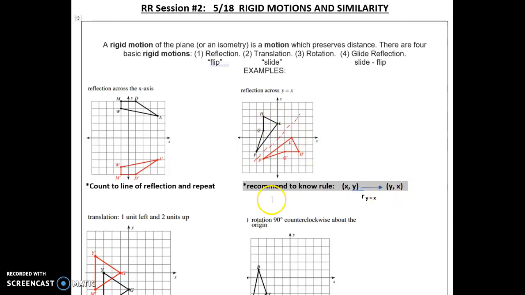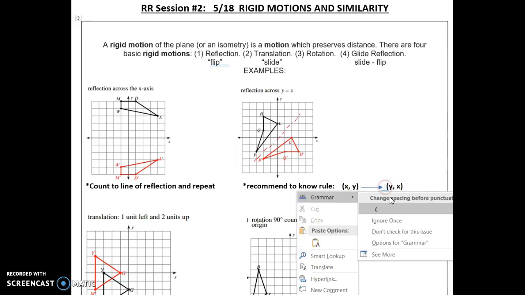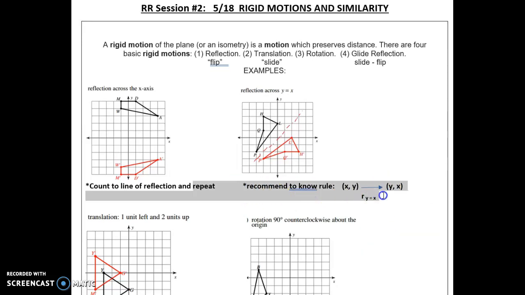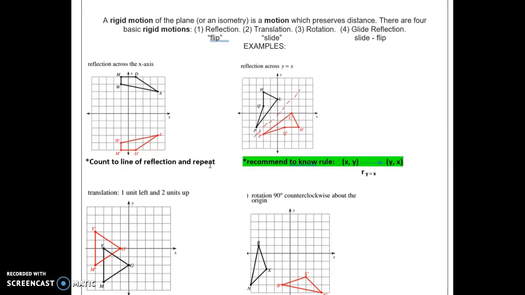So I would recommend that you know this rule right here. A reflection in the line Y equals X, to know this rule is going to be a little bit easier, and the rule is just flip the order, such as it says right there. So if you start out with a point X, Y, you're just going to flip it Y, X. So this point in the pre-image of L is 0, 2. Once you reflect it in the line Y equals X, it becomes 2, 0, which is over here. Those are the 2 reflection examples.